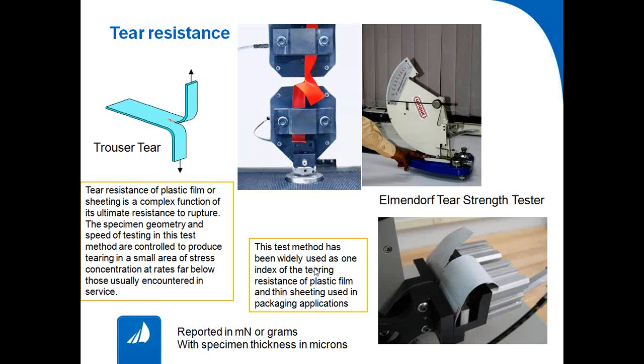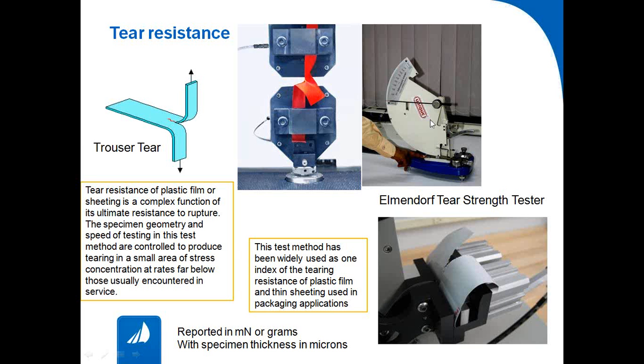Then tear resistance, as I explained a bit, and why tear resistance is important. This is tested in two different ways: one is called the Trouser tear and the other is called the Elmendorf tear. Trouser tear is once again done in a UTM machine. You can see the red sample clamped into grips after creating an initial tear, and when the tear propagates, we can check how much load it is taking.